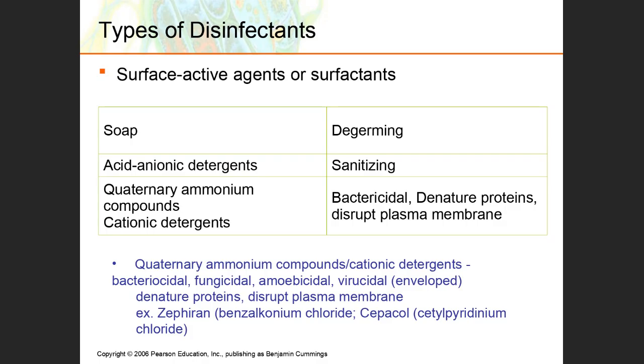Surface active agents or surfactants, like soap, right? Soap is good for degerming, right? Removing. Acid anionic detergents can be used for sanitization. But the quaternary ammonium compounds, also known as quats, are extremely effective. They are bactericidal, fungicidal, amoebicidal, virucidal, especially if they have membrane envelopes around them. And so they do denature proteins and disrupt plasma membranes.